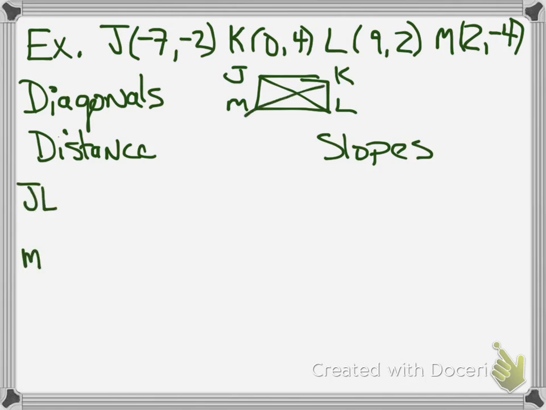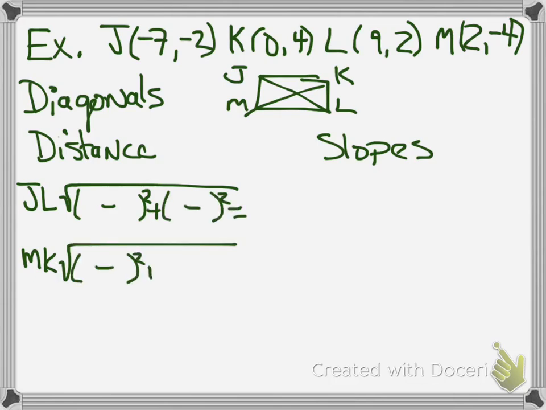Or MK, doesn't matter. I'm going to use the distance formula, and you're seeing how I set this up. Notice how I'm setting this up first, and the slope formula. I've got to do both. On this one, I can't just do one or the other, so I've got to do both.